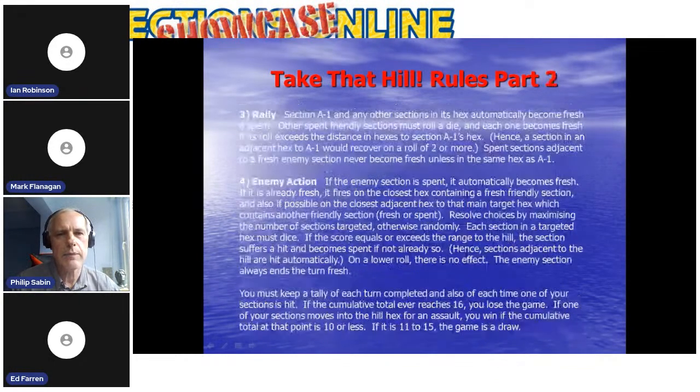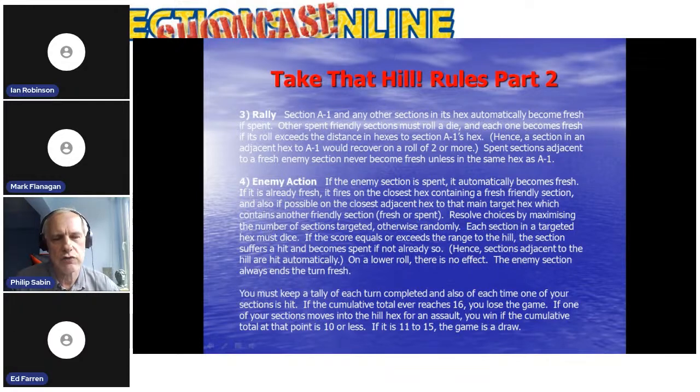Right, here's the second page of the rules, and you can see the one addition I made. In most of my other games, I have rally being automatic, so that you automatically rally at the end of your turn. In this game, for reasons I'll describe in a second, I decided not to do that. And to have a roll based on your distance from the lead section with the platoon commander.